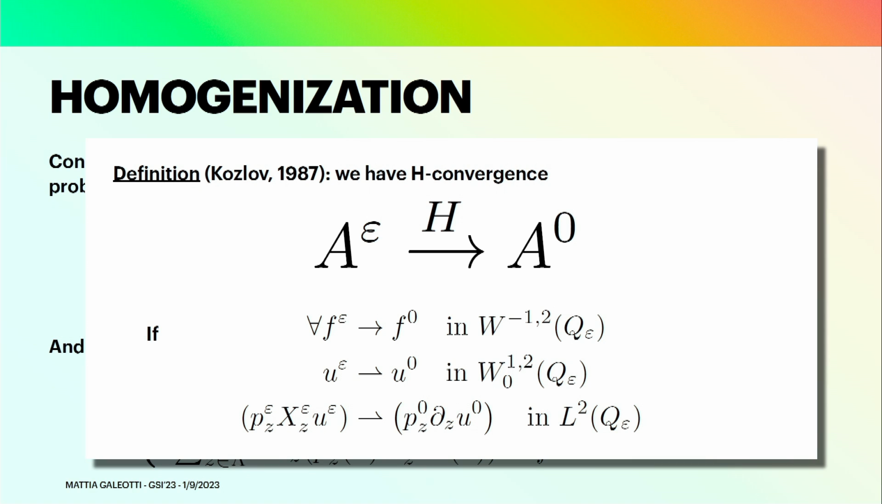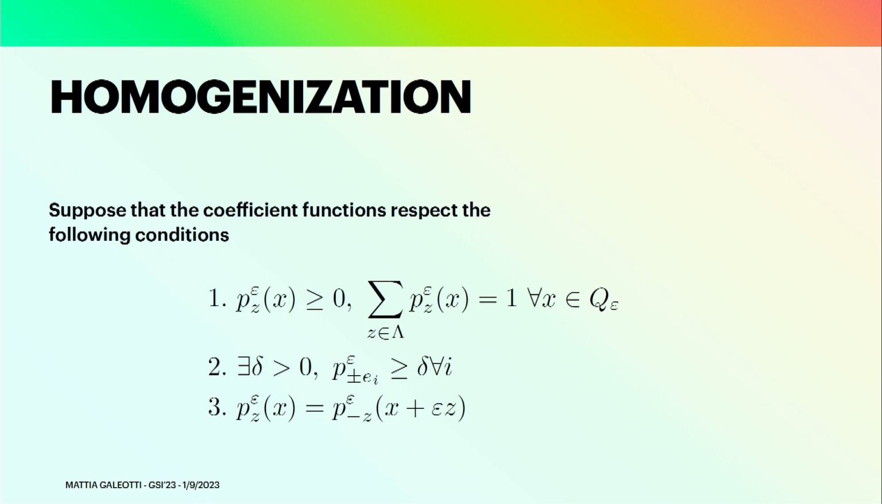And the interesting result is that if we have these conditions on the coefficients, which means that the coefficients around some point have to have sum 1, and they have to be all greater or equal to some positive real number delta. And the last is a technical condition that I'm not going to explain in detail right now.